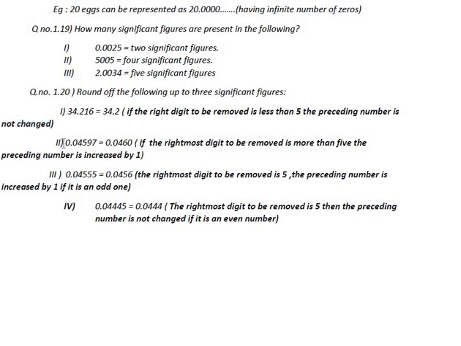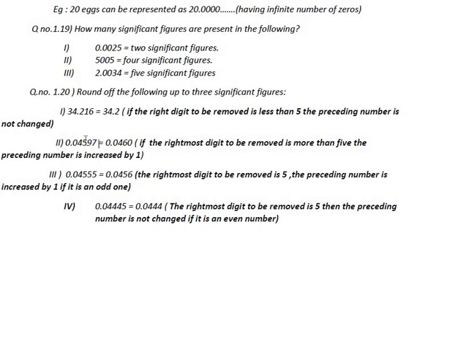This is 0.04597. You have to write it out to 3 significant figures. So the 3 significant figures would be 4, 5, 9, and we have to remove this number 7. So now the rule is, if the rightmost digit to be removed is more than 5, the preceding number is increased by 1. So the number to be removed over here is 7.